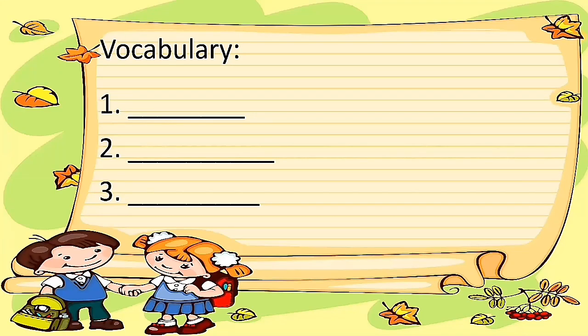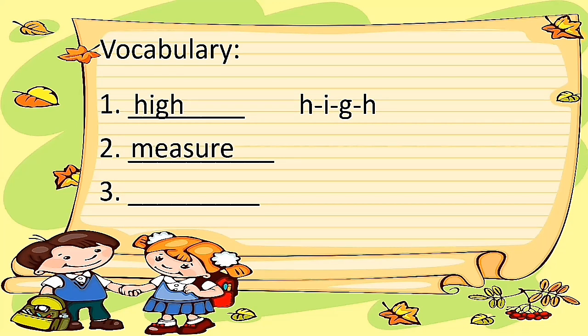Okay, now before anything else, let's do our vocabulary. And please don't forget to repeat after teacher. Number one. High, high, high. Spell H-I-G-H. H-I-G-H. High, high, high. Very good. Number two. Measure, measure, measure.